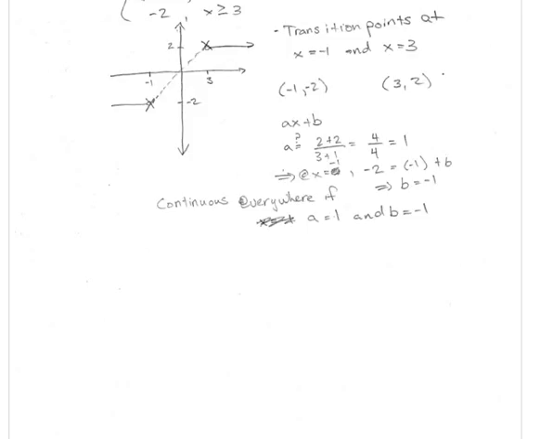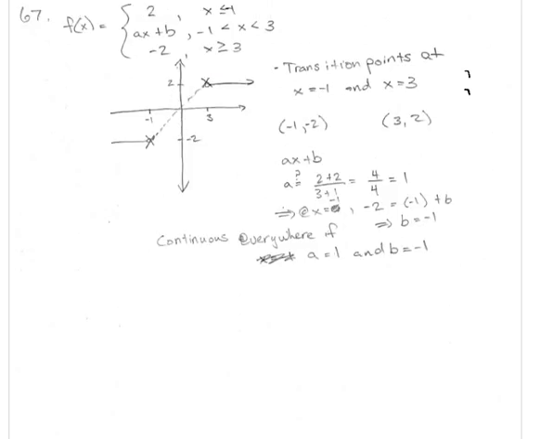Okay, so for number 67, we have a piecewise function, and repeating the directions again, it says, find a constant a or the constants a and b such that the function is continuous on the entire real line. So here we have three different transition points, right? So we have the function f of x.